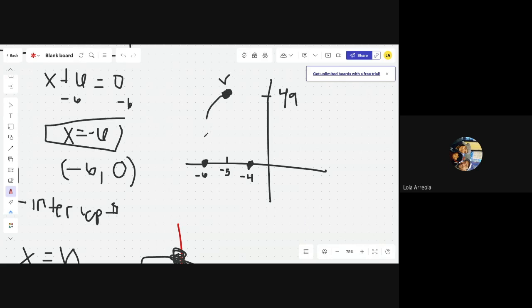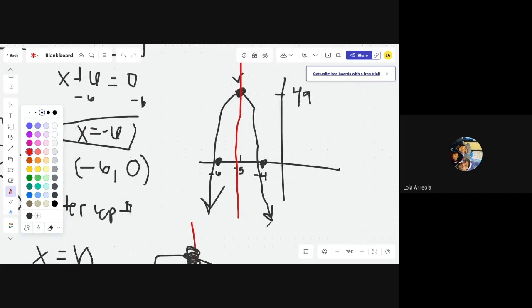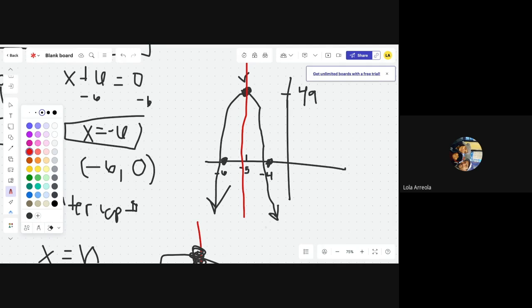And then I have a U, right? So I have a U crossing at this point on the x-axis, and at this point on the x-axis. And then we know what my axis of symmetry is, right? It's x equals negative 5, which means I have a vertical line at x equals negative 5. So this is what I know so far of my function.